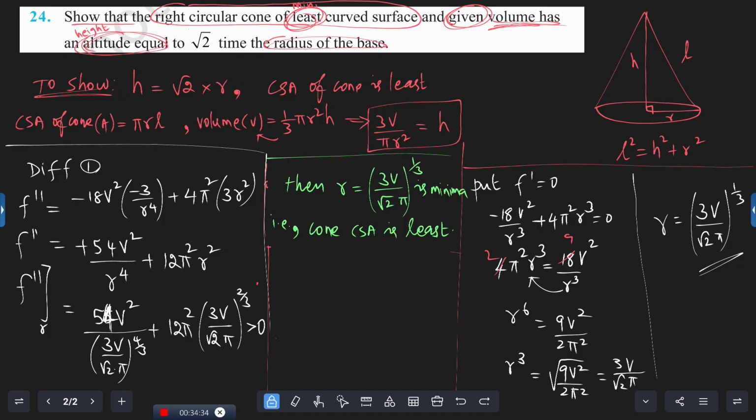So what you got as the r value, you take and substitute in the star point. You take this star point. So what I am getting, that you can apply there.